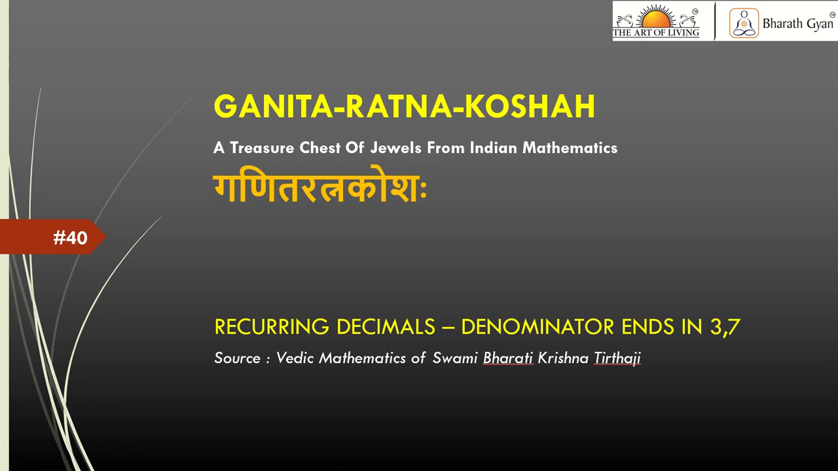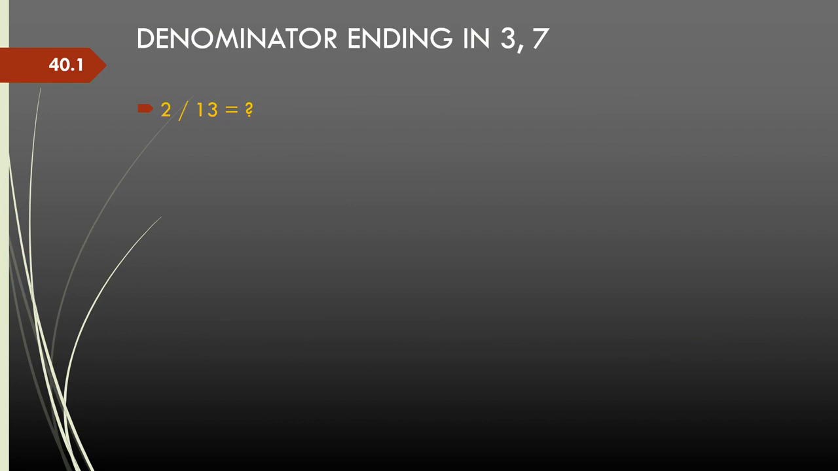In the previous video, we saw how to easily convert to decimals fractions where the denominator ends in 9. Now let's look at how we can extend the same process to convert fractions where the denominator ends in either 3 or 7. So let's look at an example, 2 by 13.